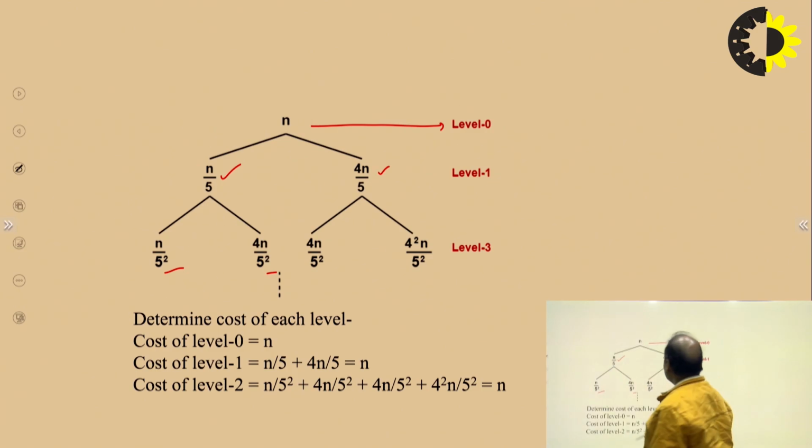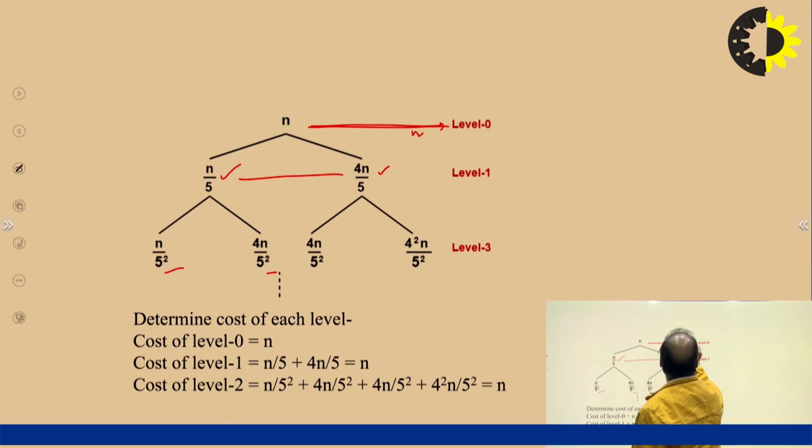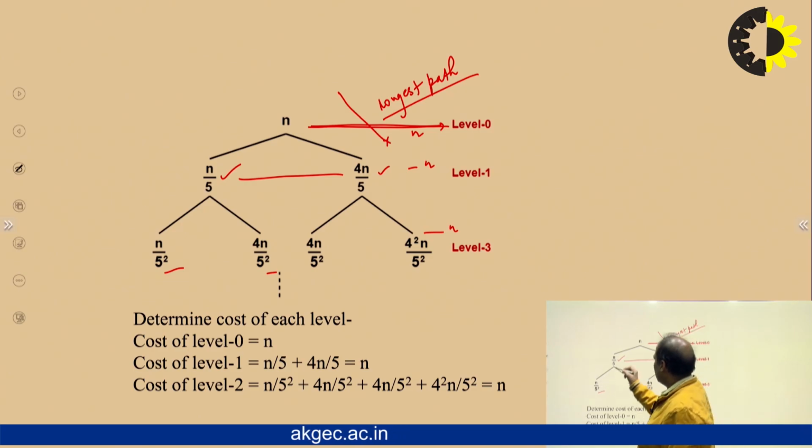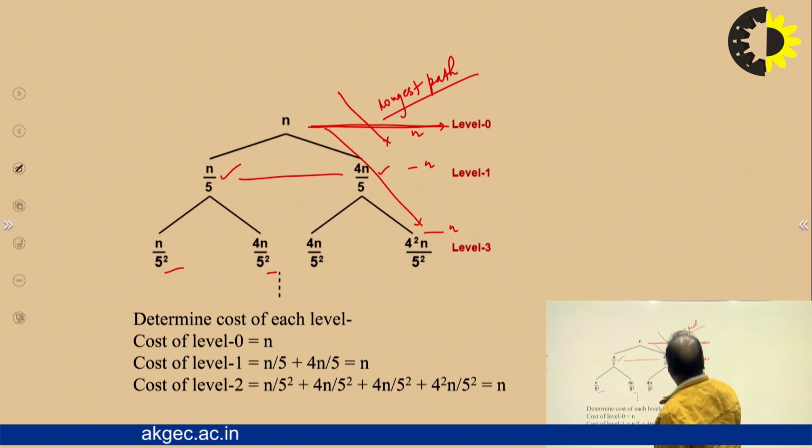After one step we might have noticed that the cost at each level remains the same. So the cost at the root is n and the cost at this level is also n. Similarly, you will see the same cost at each level. In this type of question, we are always interested in the longest path, because this may finish first and this may finish later on. So the last one which is finishing is the longest one. So overall time will be approximated by the longest path.